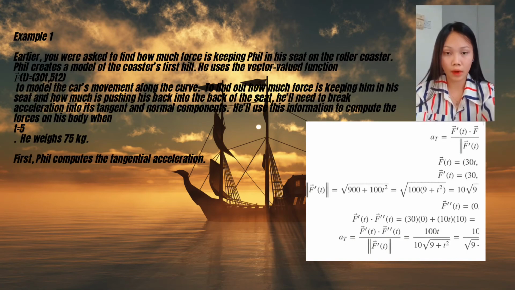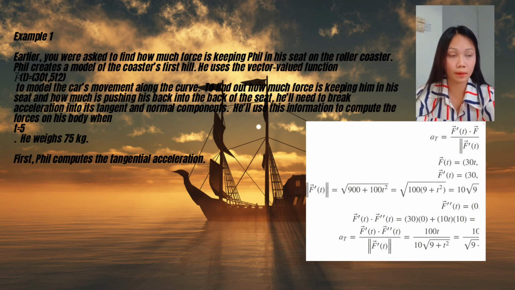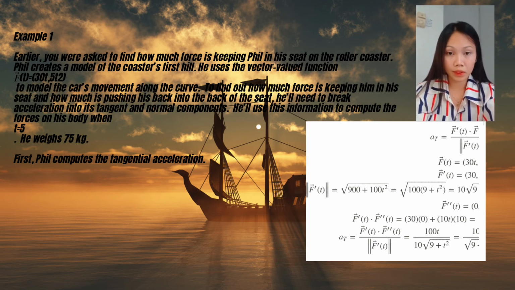The next slide is about an example. You were asked to find how much force is keeping Phil in his seat on the roller coaster. Phil creates a model of the coaster's first hill. He uses vector-valued functions to model the car's movement along the curve. To find out how much force is keeping him in his seat and how much is pushing his back into the back of the seat, he needs to break acceleration into its tangent and normal components. He used this information to compute the forces on his body when t equals 5. He weighs 75 kg. First, Phil computes the tangential acceleration. The picture on this slide shows the solution of this calculation.